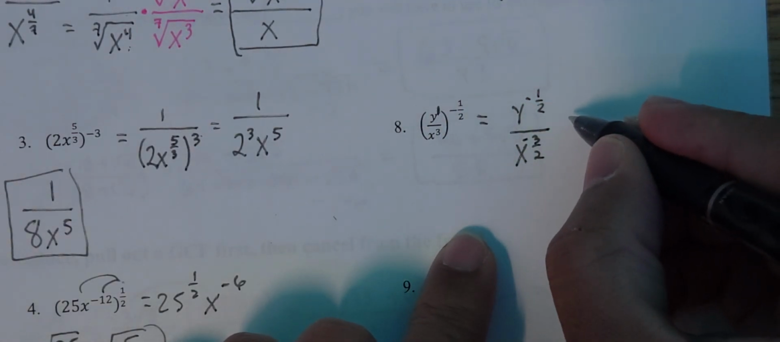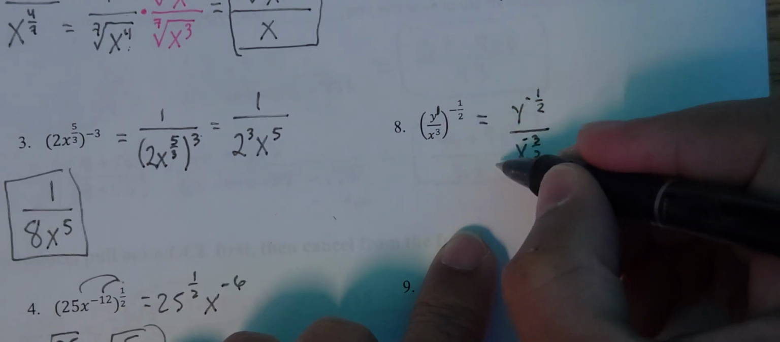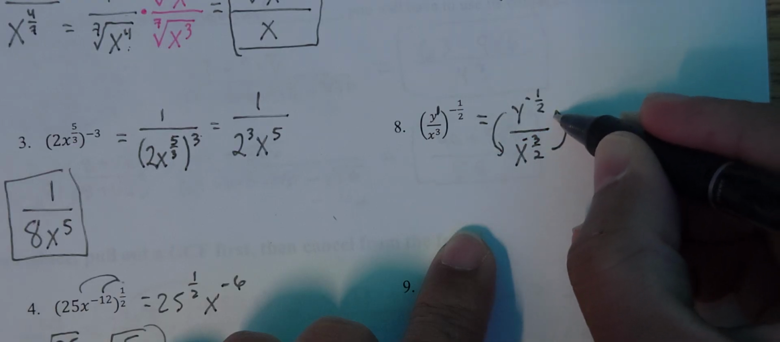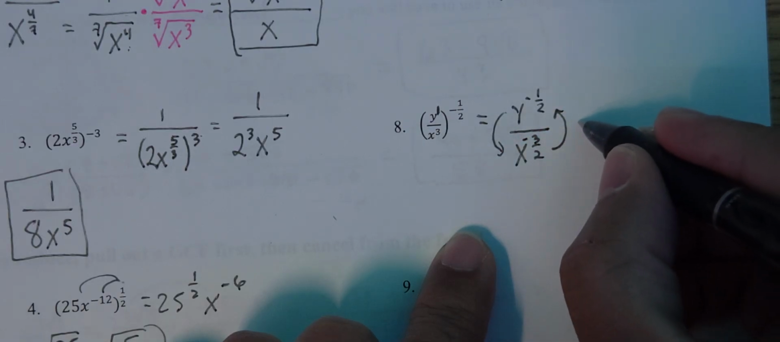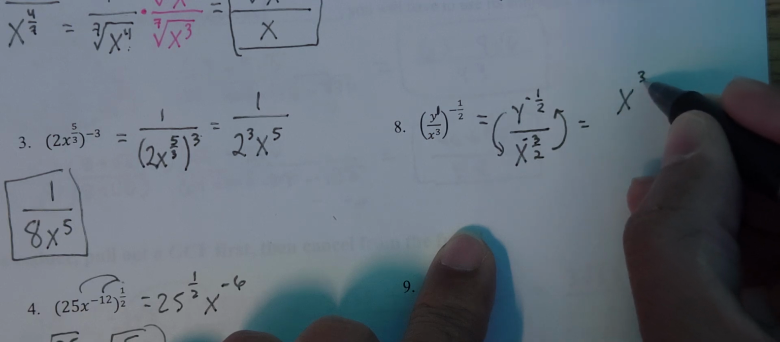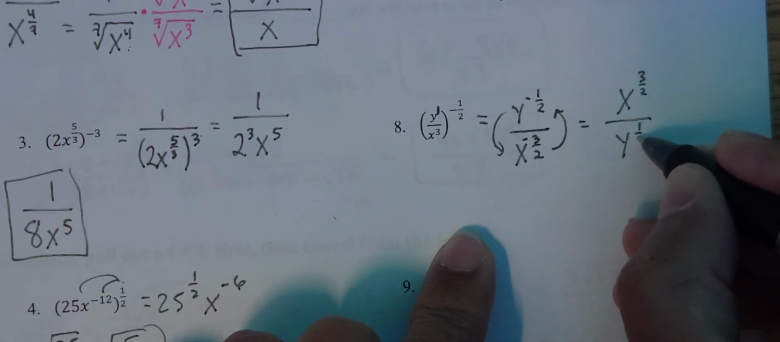So then I'm going to rewrite this. What I'm going to do is switch them. This has a negative power, so I'm going to bring that to the denominator to make it positive. And I'm going to bring this one to the numerator to make it positive. So then this is equal to x to the 3/2 power over y to the 1/2 power.